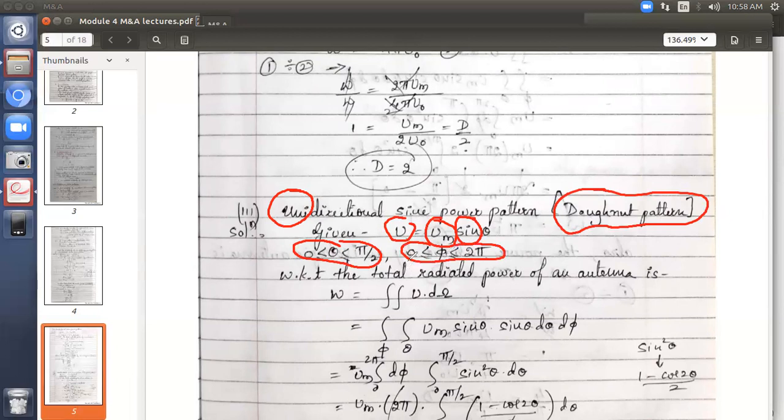We know that first step, go for total radiated power calculation. W is equal to double integration U d omega, and substitute U as Um sine theta, d omega is sine theta d theta, and for phi it is d phi. So outer integration represents phi, inner integration represents theta.